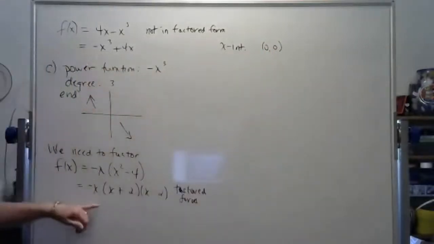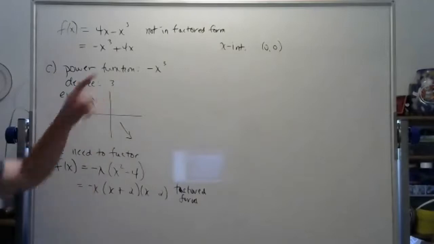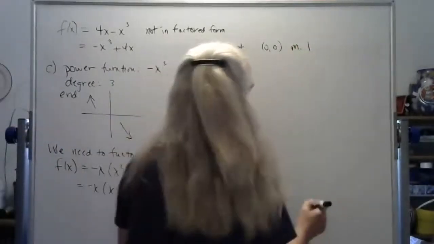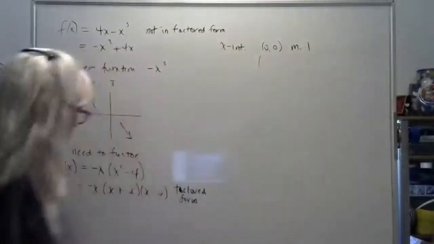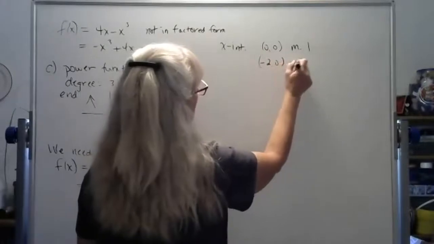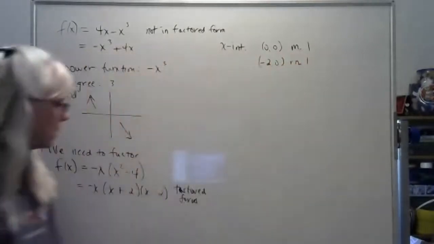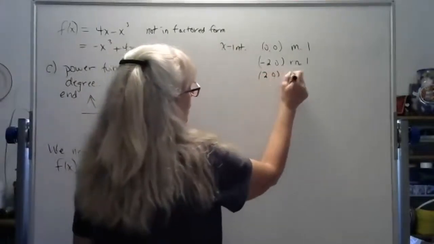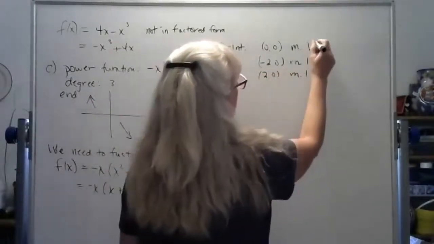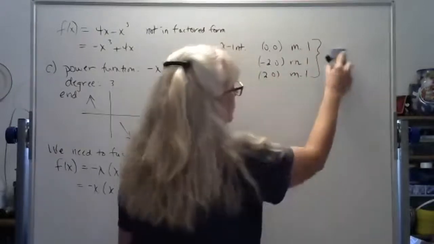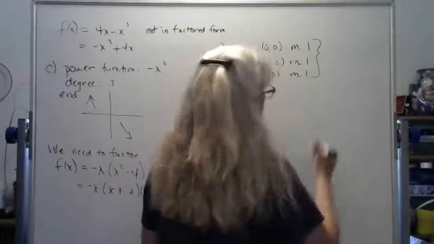So from the negative x that's out in front, when I set that to 0, I'll get the origin. Its multiplicity is 1. From the x plus 2, when you set that to 0, you'll get a negative 2. Its multiplicity is also 1. From the x minus 2, you'll get a positive 2. And its multiplicity is 1. And because all of these are odd, we know the graph is going to cross at all of them. So we're going to cross.